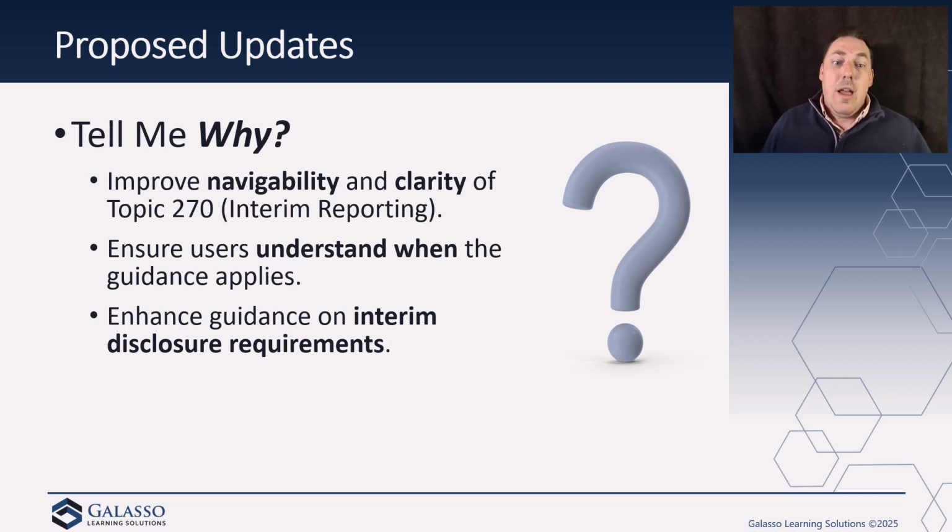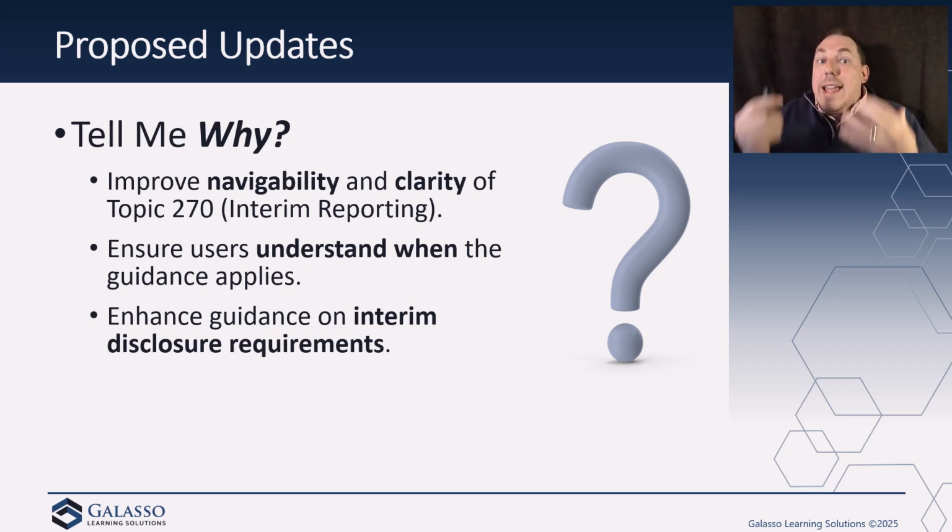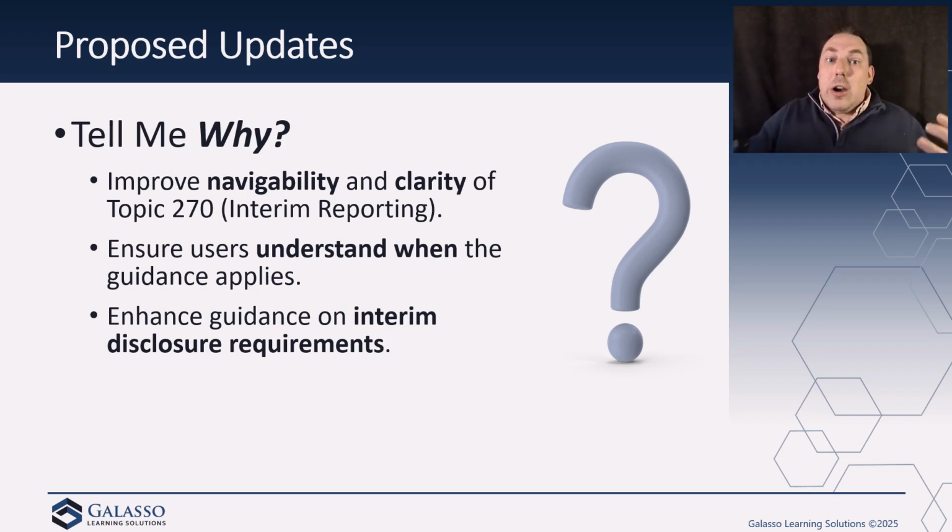Well, three big reasons here. The first, navigability and clarity. Interim financial statement preparers want to know exactly where to find guidance and what it's saying. So they want more clarity. They want clear instruction on what should be included and excluded from interim financial reporting. Second item here, understanding the when. So clarifying when interim reporting guidance applies. What situations are we going to apply this guidance to so that there's no confusion? And then the third item is the how. So providing additional guidance on specific required disclosures. Which disclosures do we need to include in interim financial reporting?